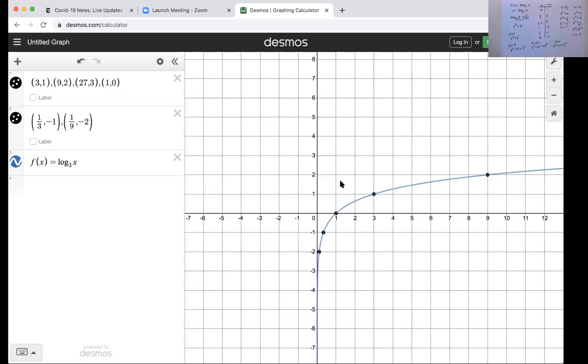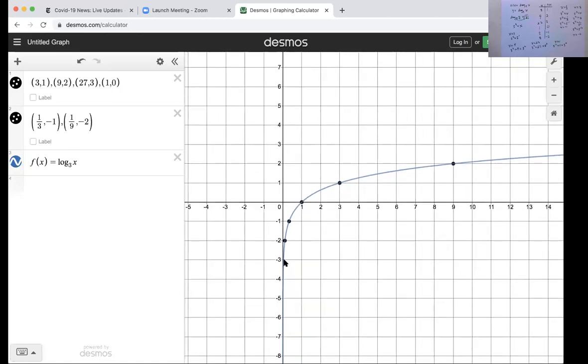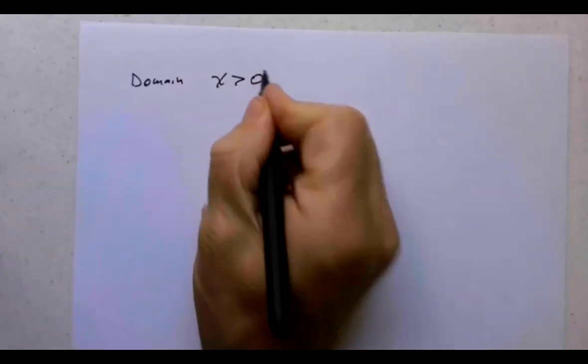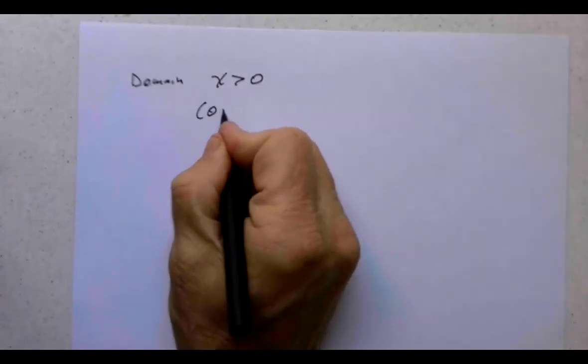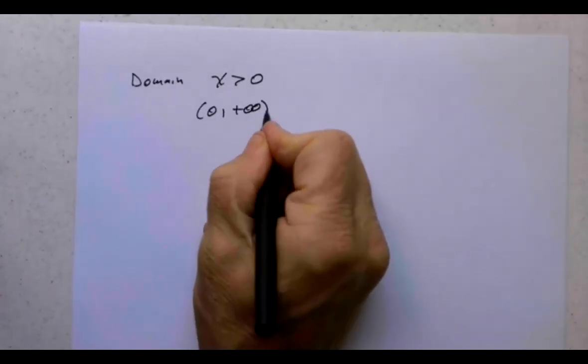But domain is x values. The lowest x value you see is something a little bigger than 0. So it gets close to 0 without ever actually getting there. So the domain of this thing are x values bigger than 0. So the domain we have is x greater than 0. So that, of course, is round parentheses 0 to plus infinity.